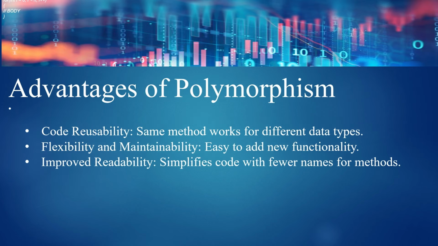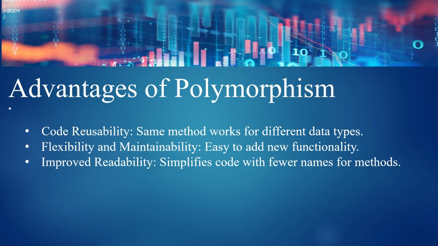We have discussed polymorphism, but why do we need polymorphism? What are the advantages of polymorphism? One is you have the same method for different types. Since you have the same name for different data types, you can reuse the method calls and you can reuse your code. Second is it is flexible and maintainable. It's easy to add new functionality.